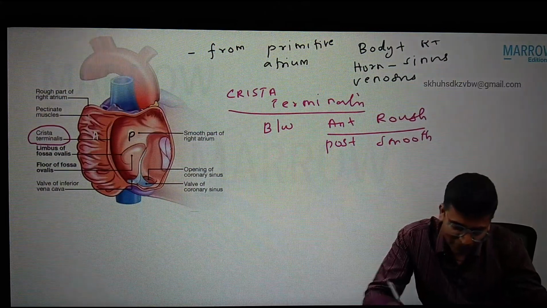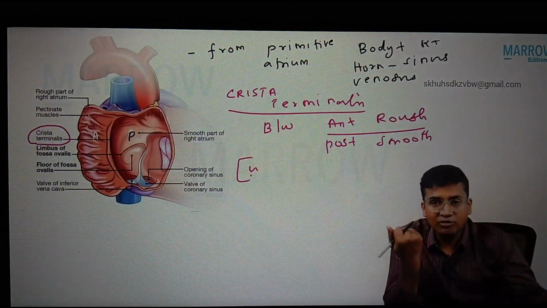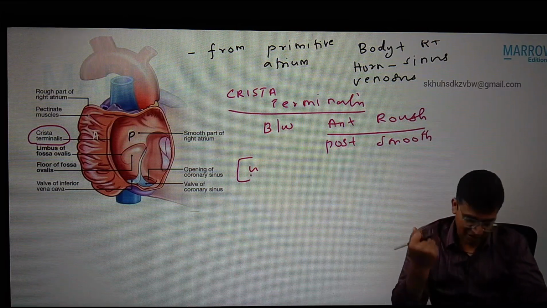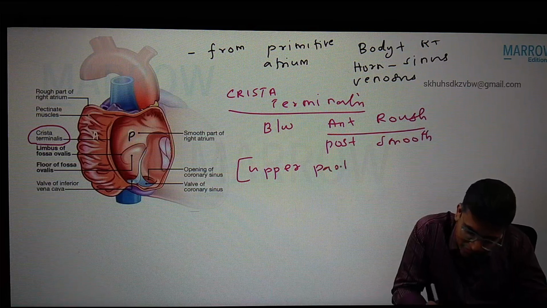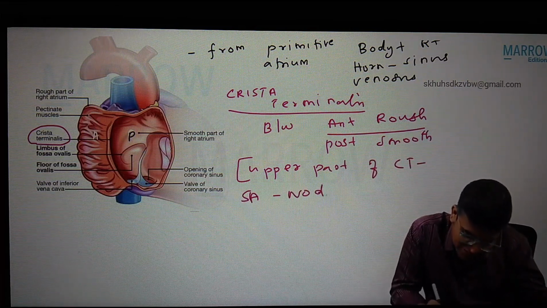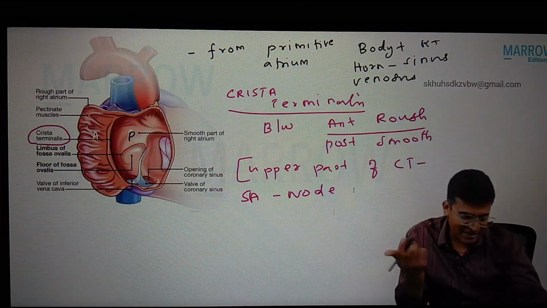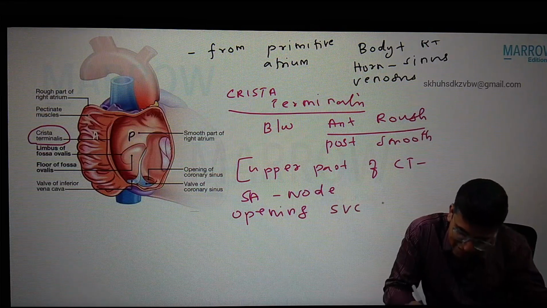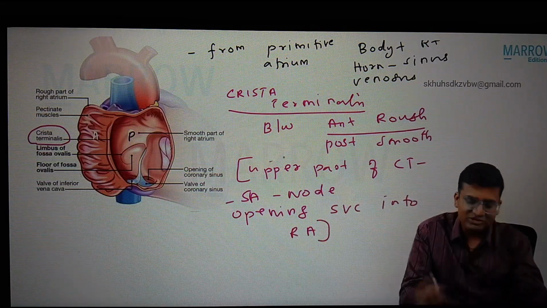Now in the upper part of crista terminalis, please put one bracket. In the upper part of crista terminalis, we see the SA node. SA node is present at the upper part of crista terminalis. What is present? SA node. Now we have one more location for the SA node, that is opening of superior vena cava into right atrium. So they can give any of this.